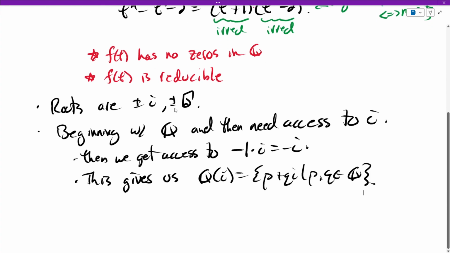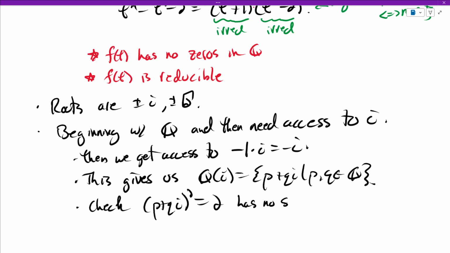The Gaussian rationals don't have a square root of 2 still, so you can check that the equation p plus qi squared equals 2 has no solutions in Q. Okay, you can write down some polynomial equations that must be true. By Gauss's lemma, you can assume that they're integral and whatnot. So, anyways, you can check that this doesn't work.